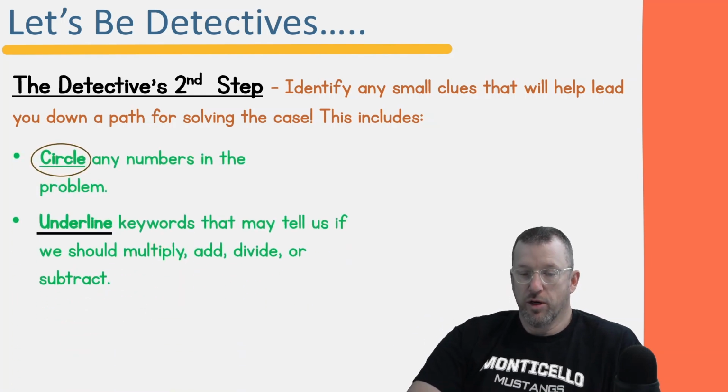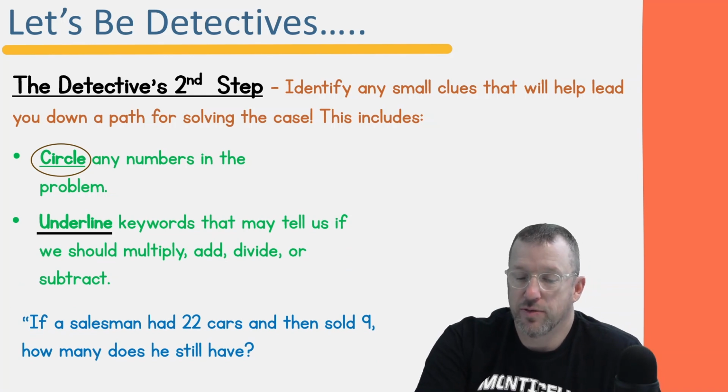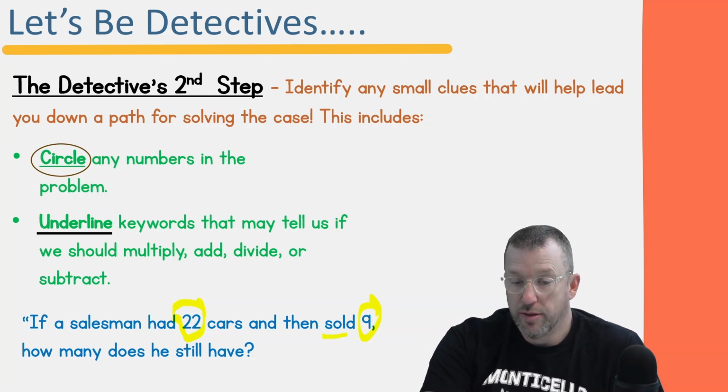we're going to circle any numbers in the problem, and we are going to underline our buzzwords. So circle 22, that's a number. 9 is a number, okay? So let's look for some buzzwords, like sold.